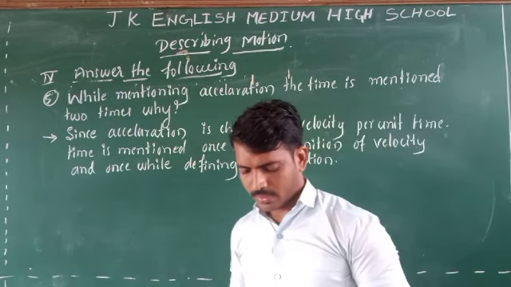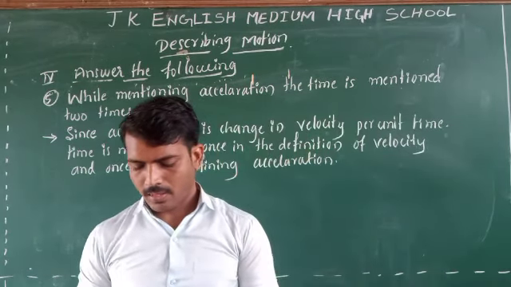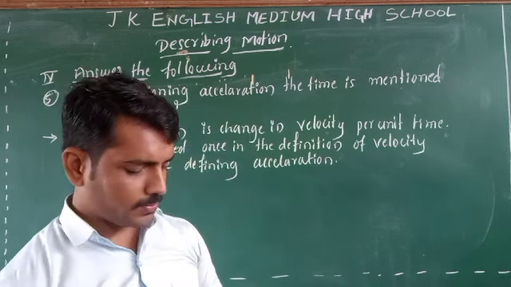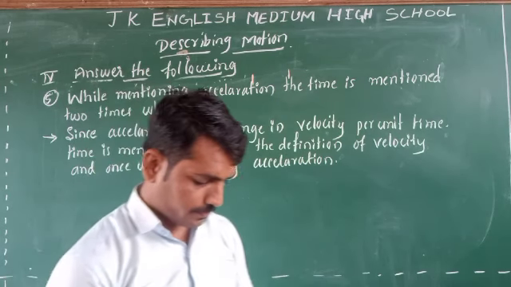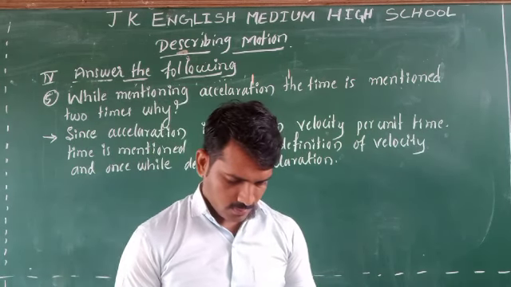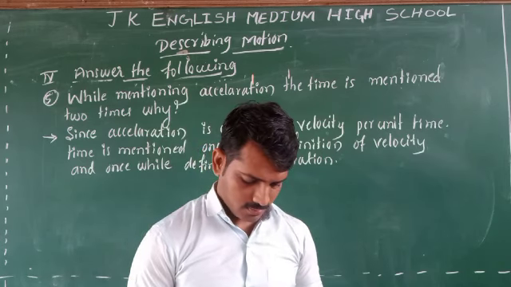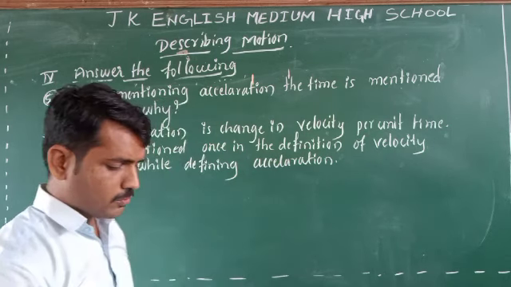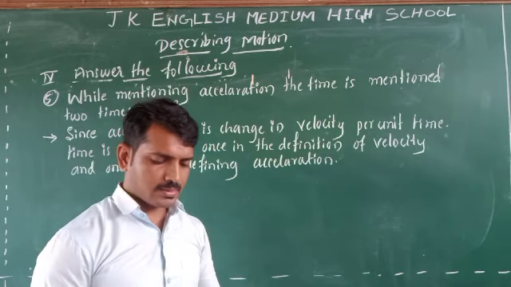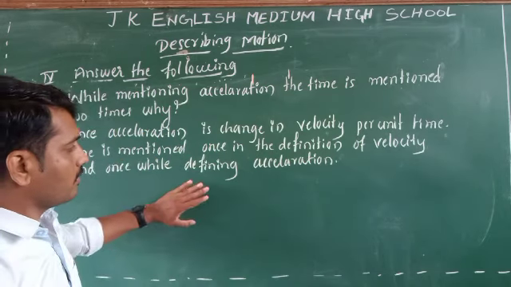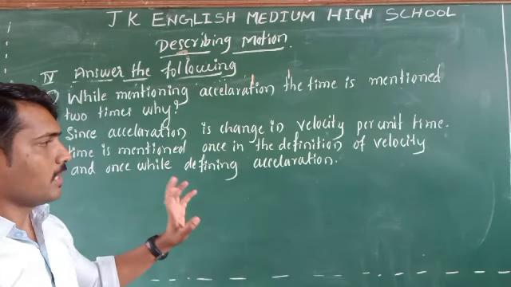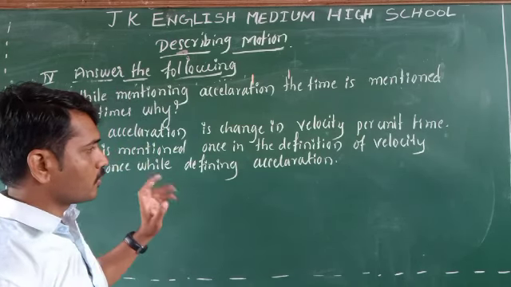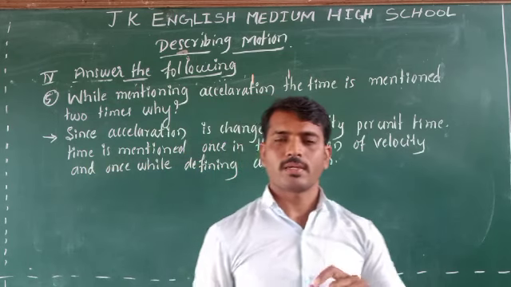Clear, children? Okay. So in the next class, I will give the answer of the last main. Up to the 4th main we have completed. Only 1 main is left. I will give the answer in the next class. So the describing motion is completed. Okay. If you have a doubt, in the first session I have given my number.